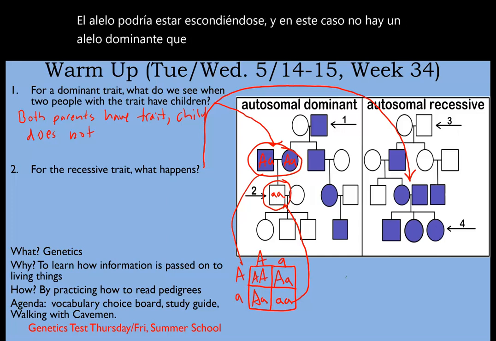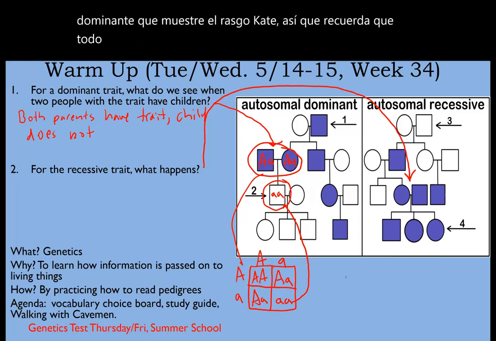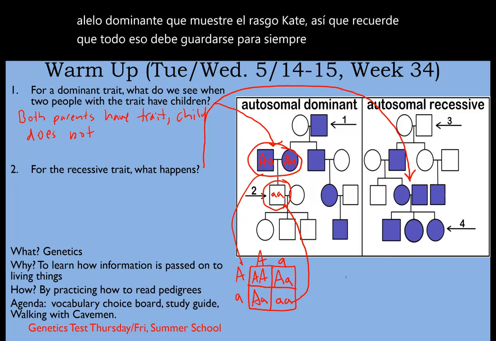Caden, so remember that all that needs to be put away forever in this class. That means the rest of the class.